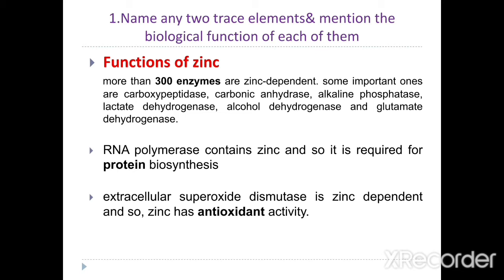More than 300 enzymes are zinc dependent, and some of the important ones are carboxypeptidase, carbonic anhydrase, alkaline phosphatase, lactate dehydrogenase, alcohol dehydrogenase and glutamate dehydrogenase. Then RNA polymerase also contains zinc, so it is required for protein biosynthesis. Then extracellular superoxide dismutase is a zinc dependent enzyme, so zinc has antioxidant activity.